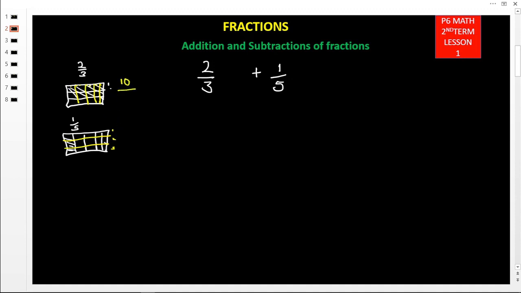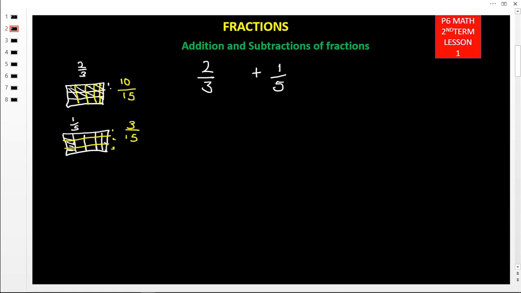We have 1, 2, 3, 4, 5, 6, 7, 8, 9, 10, 11, 12, 13, 14, 15 out of 15. Then here we have 1, 2, 3, 1, 2, 3. So here there are 3 parts out of 15. So why did we do this one? In order to get equal numbers.